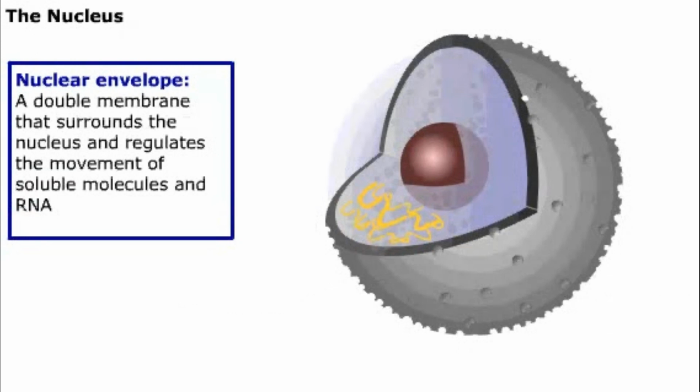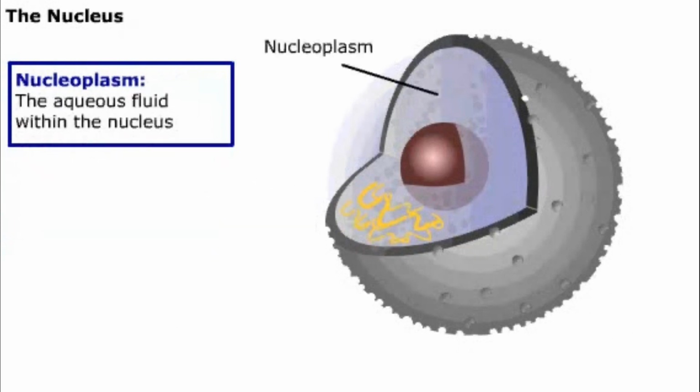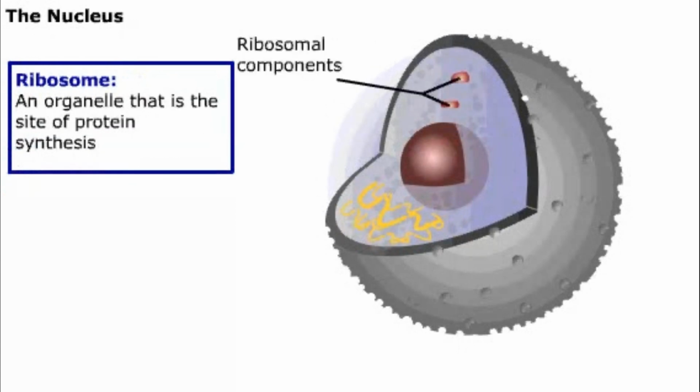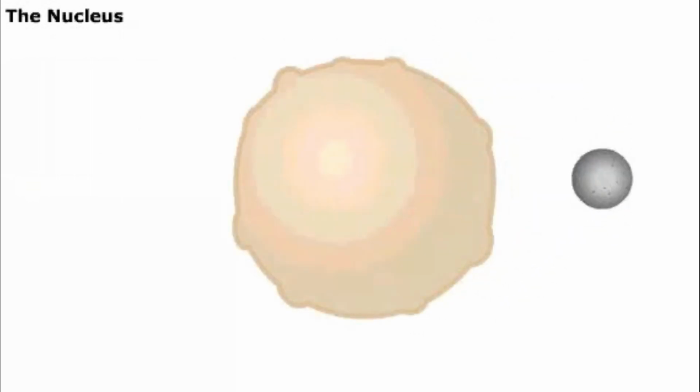The cell's genetic material is in a form called chromatin, which is suspended in an aqueous solution called nucleoplasm. The nucleus also contains one or more nucleoli, which make the components of the protein-synthesizing organelles called ribosomes. Use your pointer to drag the nucleus into the cell.